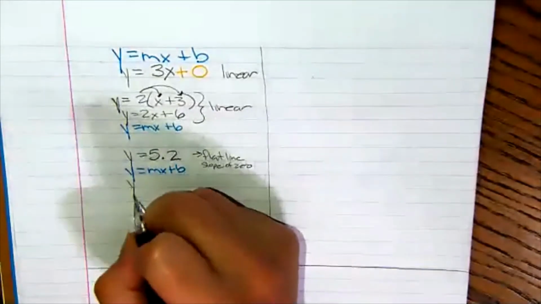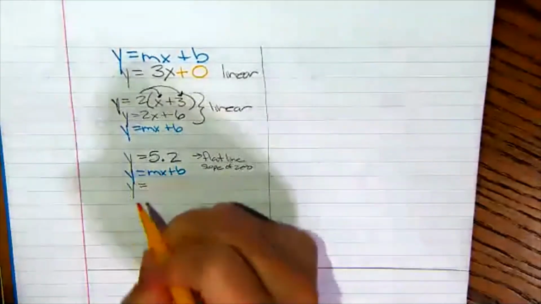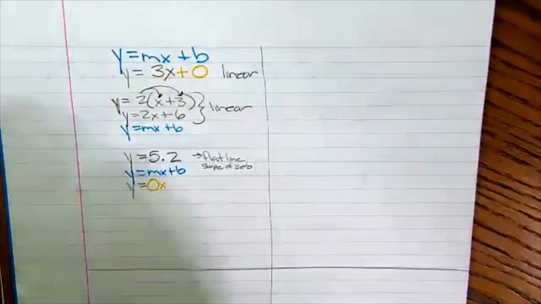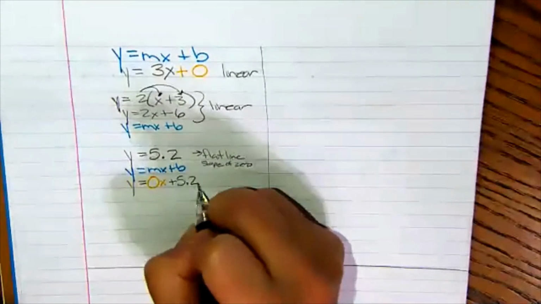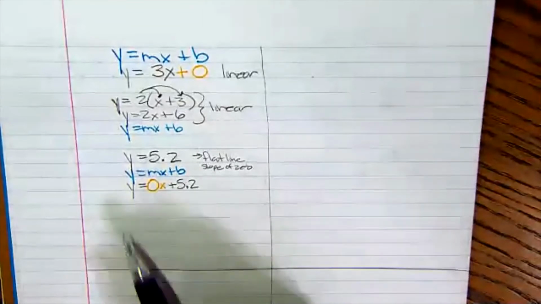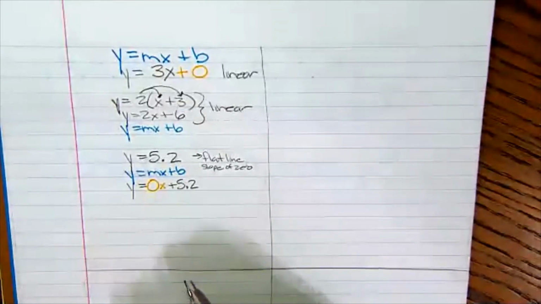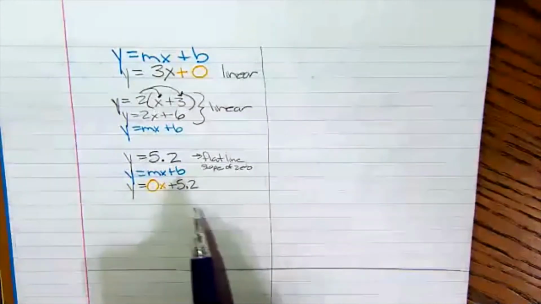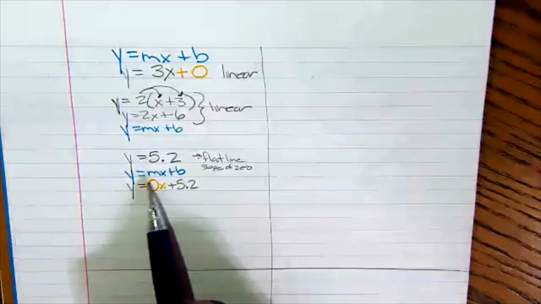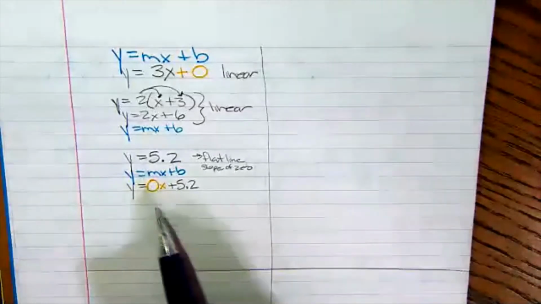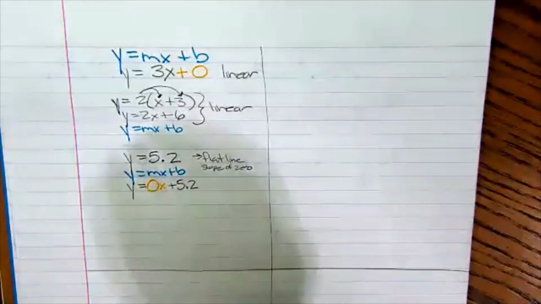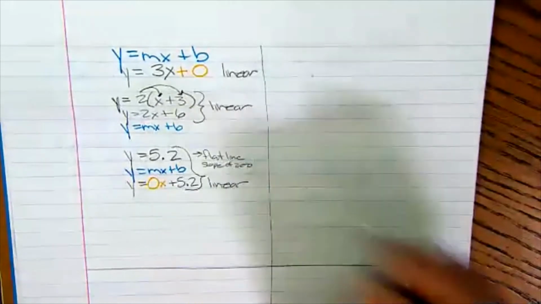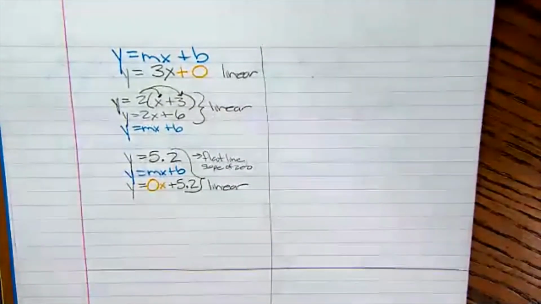Well, y equals, it has a slope of 0, x plus 5.2. Can it be written in y equals mx plus b format? Yes, it can. With a slope of 0, anything times 0 is 0. So we don't typically write that. It's invisible. It's there. It's just invisible. So yes, this represents a linear function.